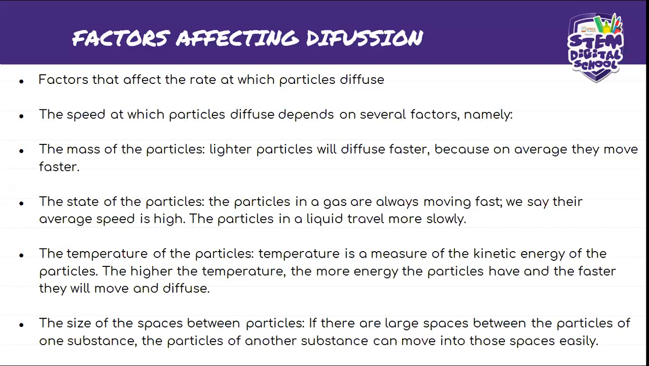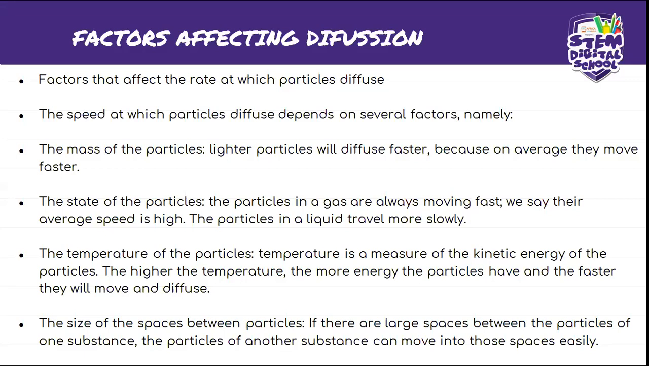So when we compare the mass of the particles, it is the same thing. If the particle is big, the movement is less. And if the mass of the particle is small, the movement is more. So that's what it's saying. Lighter particles diffuse faster because on average they move fast. So we have explained that.